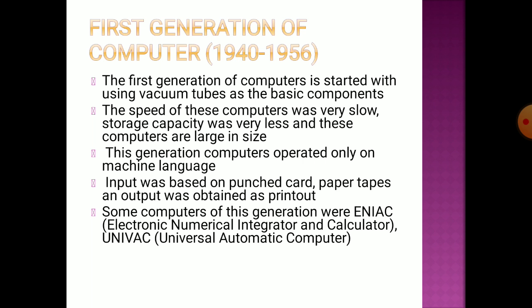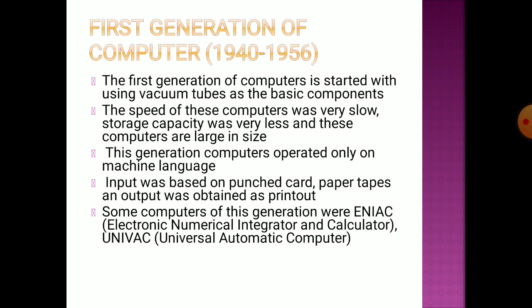The storage capacity is also very less. In your first generation computer, we used machine language to communicate with the computer. When you want to enter any input, it should be in the format of machine language, and the output you will get back in machine language only. The input is sent through either punched cards or paper tapes, and the output is obtained through printouts. These are all the main points you have to remember relating to your first generation computer.